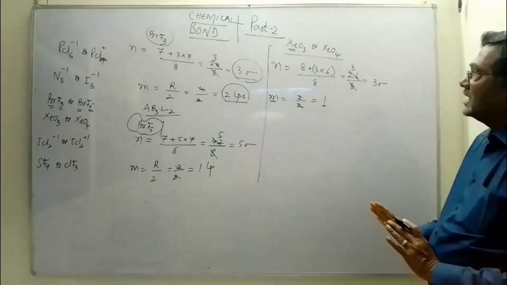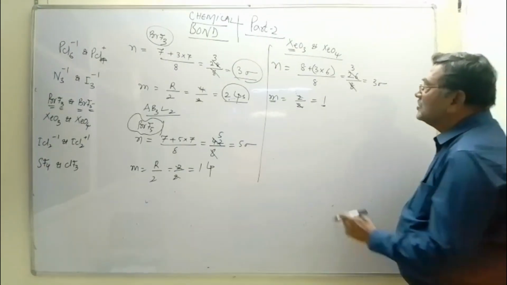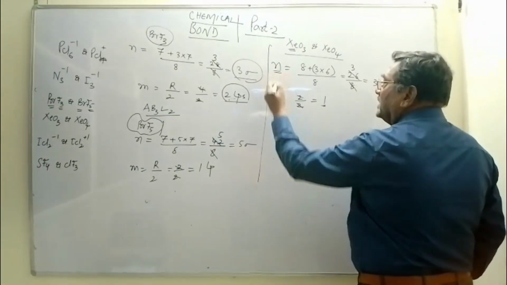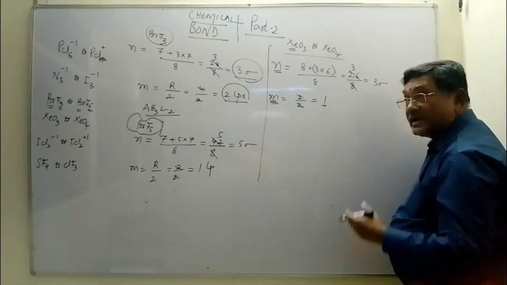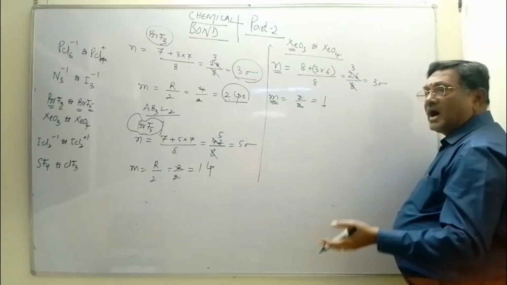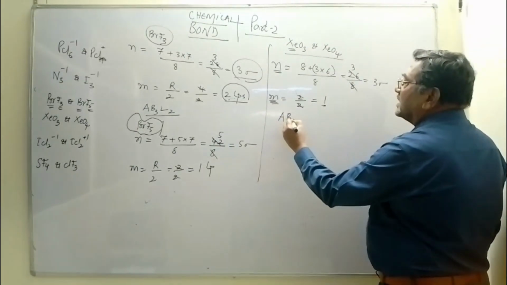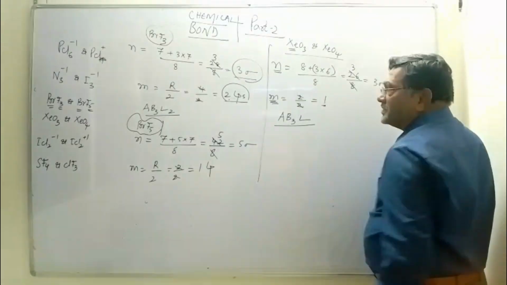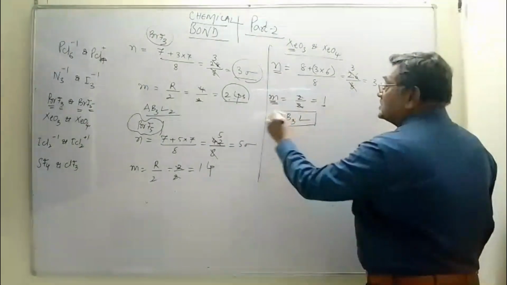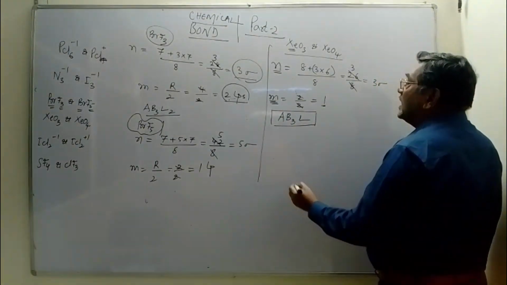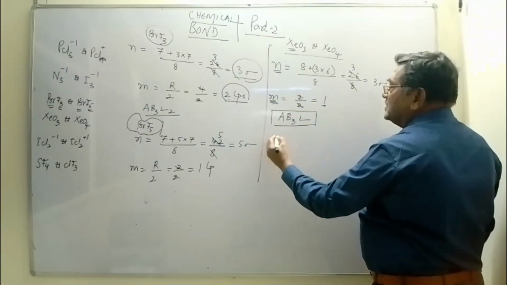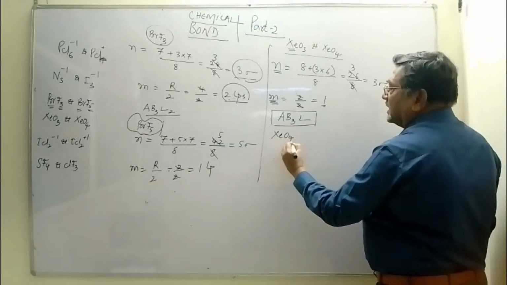See here, children, after this I'll go for N and M, how it is going to predict geometry and how it is going to predict shape. The molecule comes under AB3L, AB3L, because it has 1 lone pair, no? And let's go for another one, xenon tetroxide.